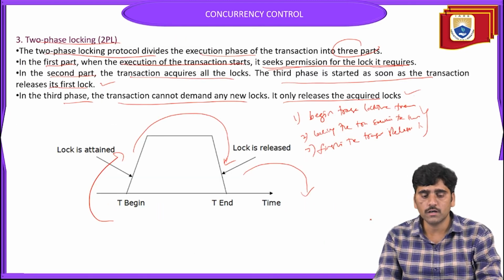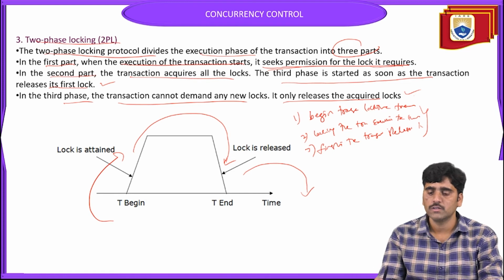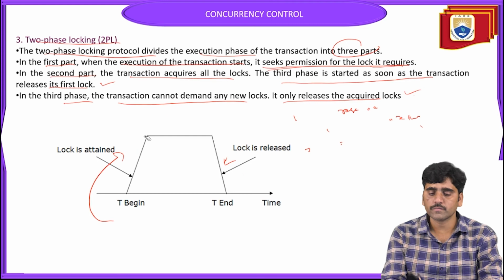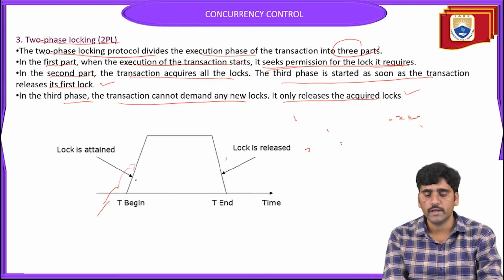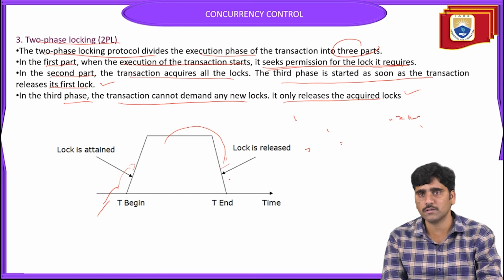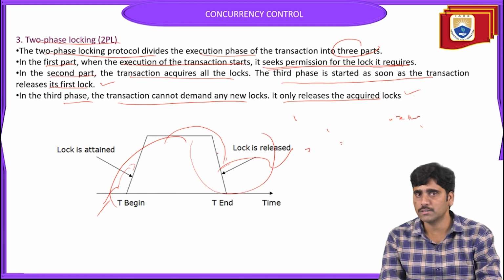And the third one is the two-phase locking protocol. Here, the two-phase locking protocol says that three types of phases are used. One is from beginning the transaction to executing the transaction. Second, executing the transaction to finishing the transaction, and finishing the transaction to releasing the locks. So here the two phases are: the first part is begin to executing, and the second part is executing to releasing the locks. Up to this is the two-phase locking protocol.